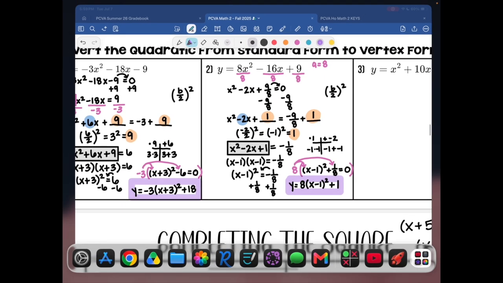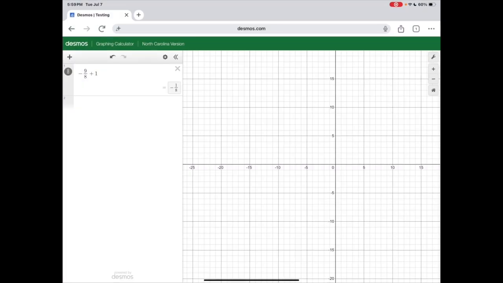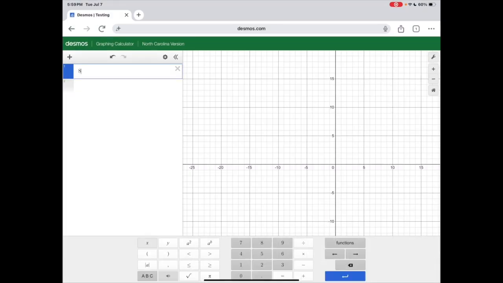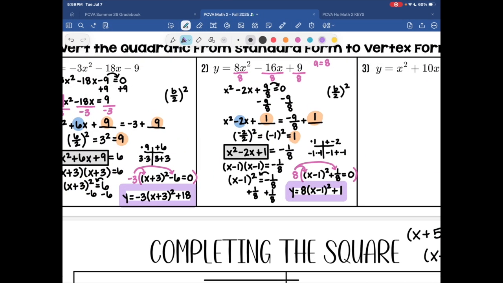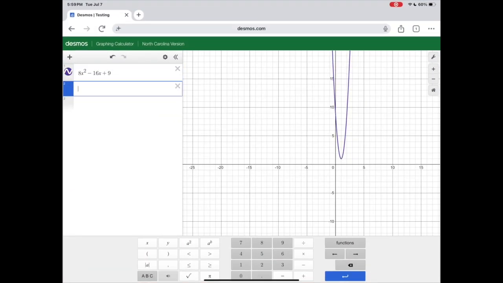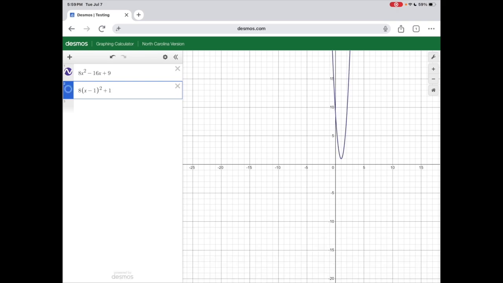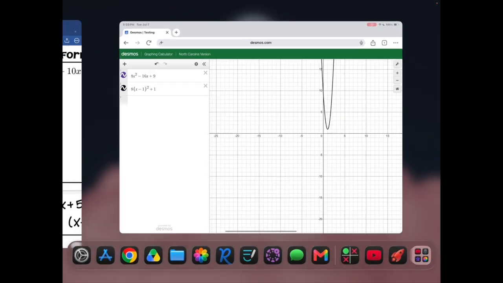And just like I did previously, I can absolutely check that in Desmos. So I have 8x squared minus 16x, I believe it was plus 9. Yes. And then my vertex form was 8 times x minus 1 squared plus 1. And I can see that those graphs match and they are identical.